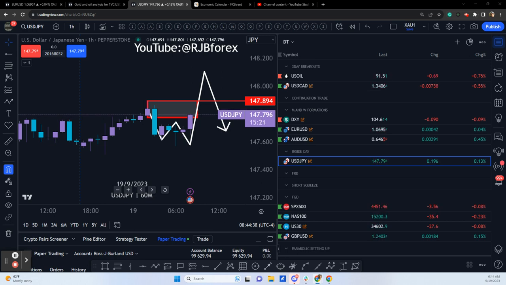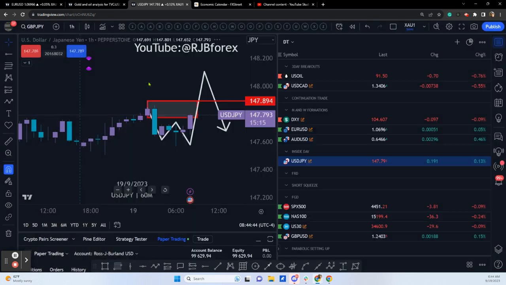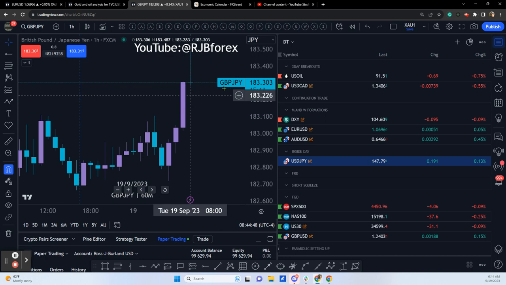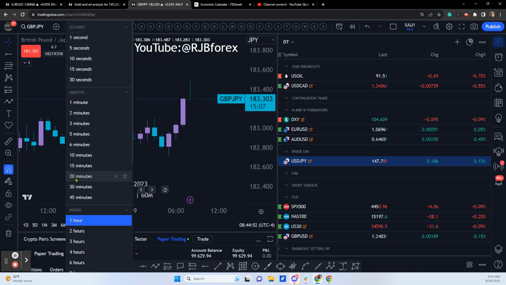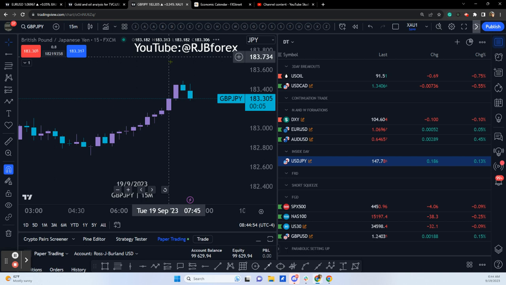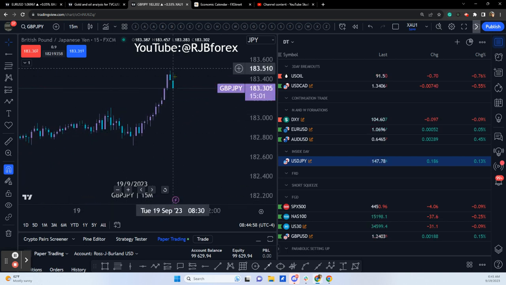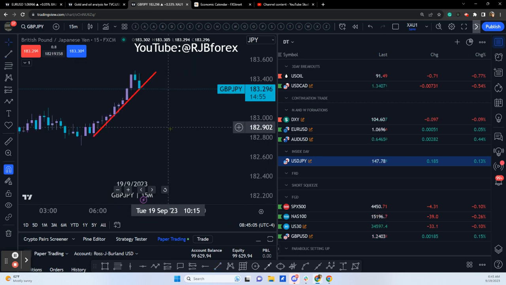Any other pairs, guys? We can look at the crosses. Sterling yen, for instance. Nice and high. Prospects of a pullback. Right, so rally. Are we setting up for a short for the day? Potentially.